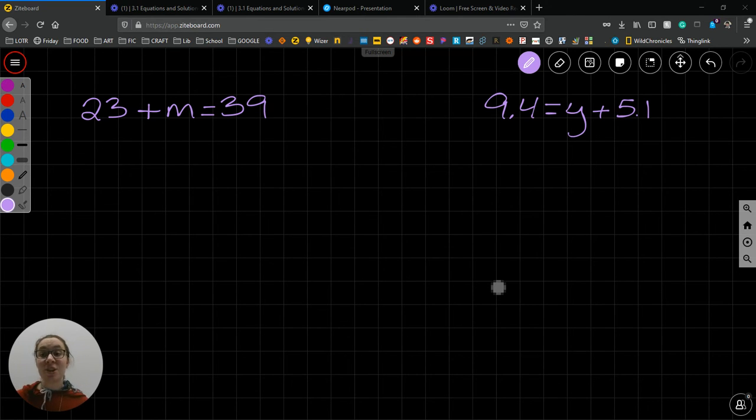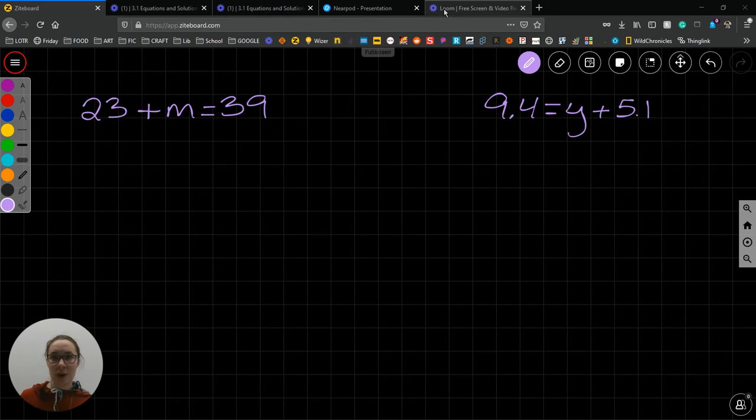So I have a couple of addition problems here, and you'll notice they have variables in them. 23 plus m equals 39, and 9.4 equals y plus 5.1. We're going to learn how to solve these, and yes, I know you can look at these and solve them fairly easily. However, not the point. Again, we are practicing process, not necessarily the math itself.